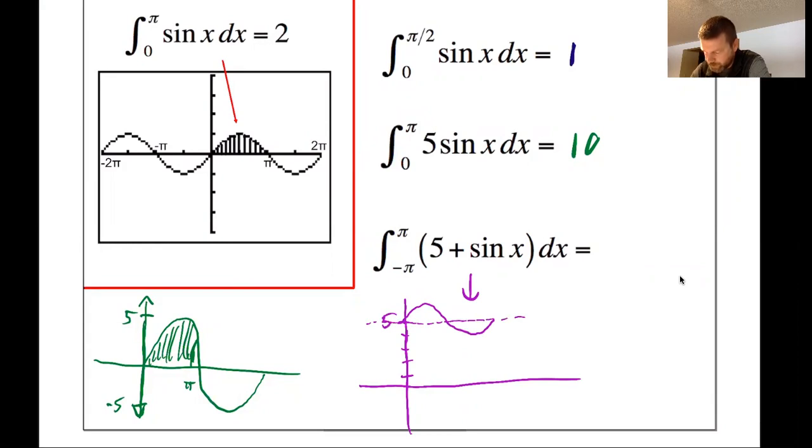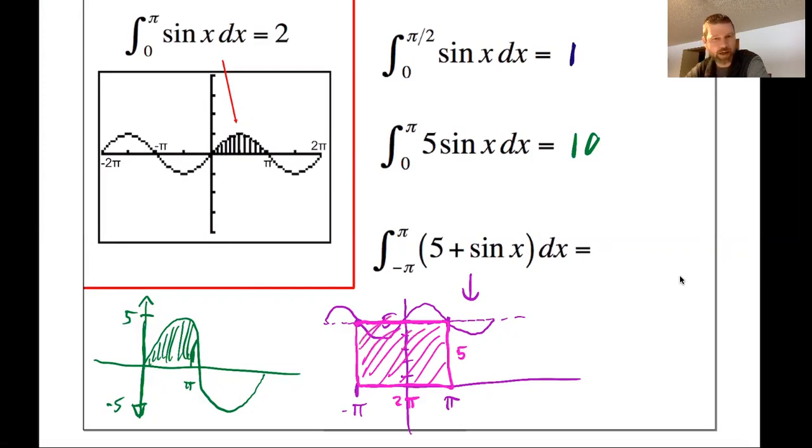So if I want the integral from -pi to pi, well, -pi happens right here. Pi happens right there. And to see what this is equal to, let's actually look at this. That area in pink is pretty easy to find out. It's got a base of 2 pi, a height of pi. That whole area there is 10 pi.